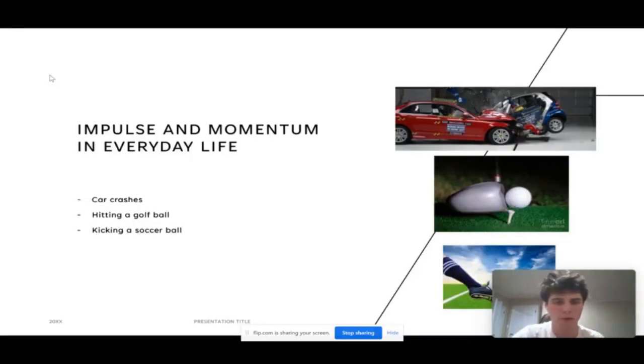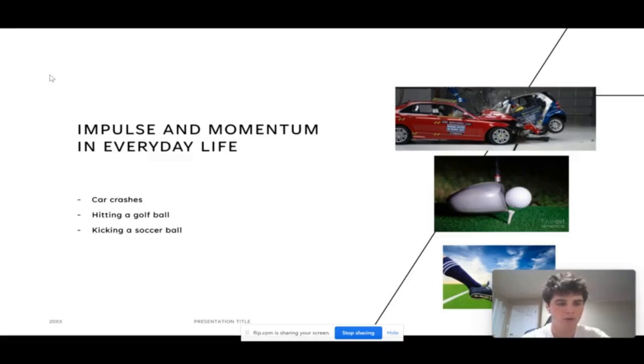Firstly, we'll talk about impulse and momentum in everyday life. These include car crashes, and it can be involved in many sports, including hitting a golf ball and kicking a soccer ball. Car crashes are collisions between two objects of great momentum, such as cars, which have great momentum because of their massive mass and high velocity. When they collide, their momentum falls at an extreme rate because of their extreme decrease in velocity.